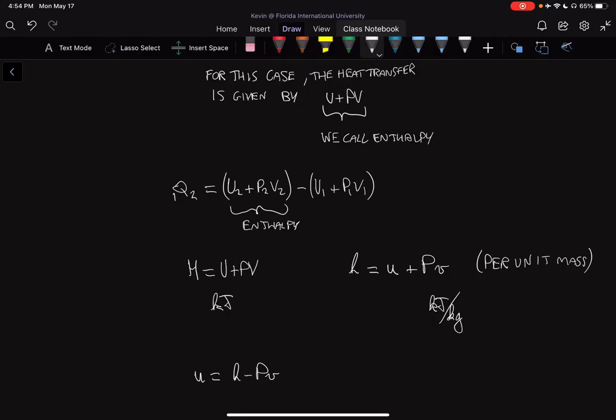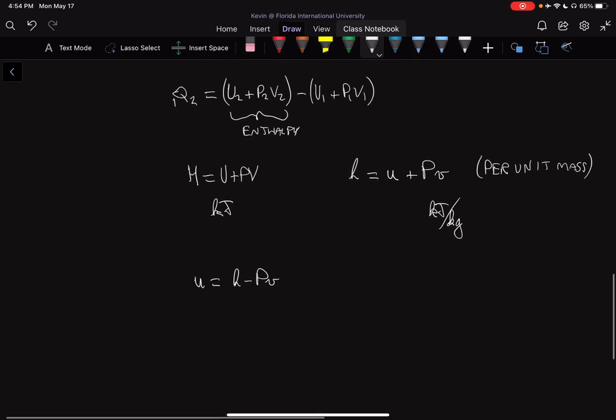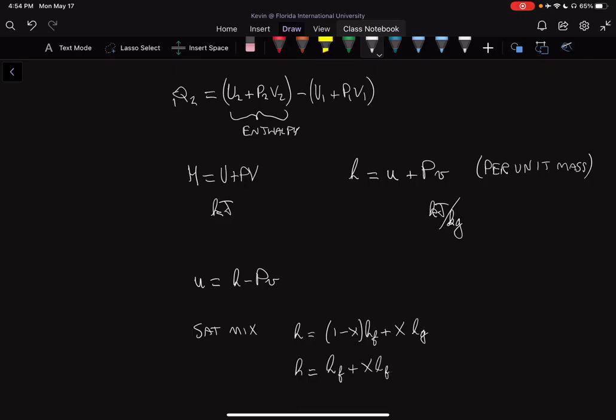And in the same way as specific volume and internal energy, the saturated mixture equations hold true. So H is equal to 1 minus X times HF plus X times Hg. Or you can use the other form of the equation, which I don't prefer, which is HF plus X HFG, where HFG is the difference between Hg and HF. But I highly recommend using this first one.